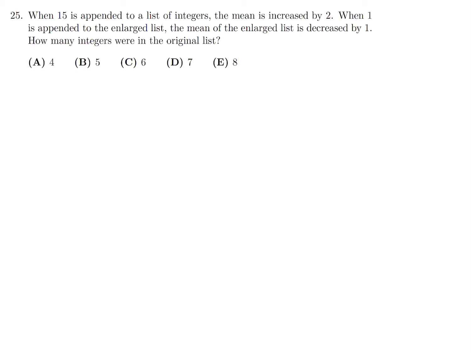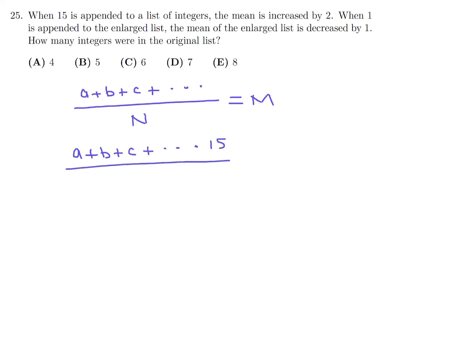So we've got a list of integers, a plus b plus c dot dot dot. We don't know how many there are. And if you take their mean, divide by the number, so I'll let the number be n, we're going to get a certain number. I'll call it m representing the mean. So now let's work with the information they gave us in the question. They're first saying that you take this list and you add to it 15. And if you do that, the mean increases by 2.